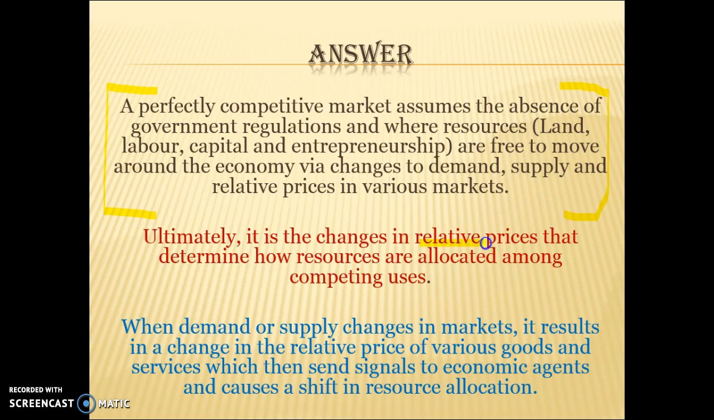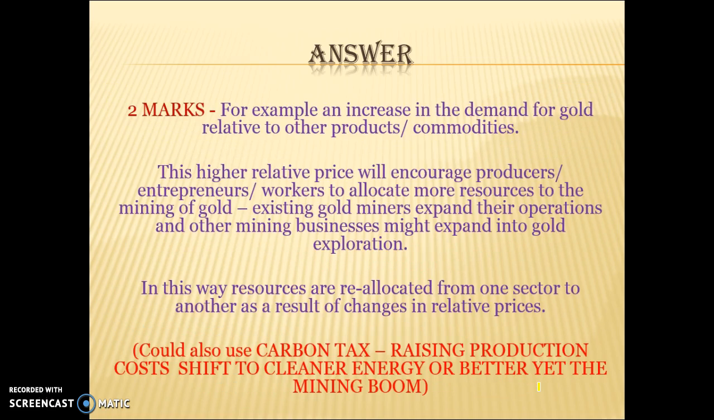In a competitive market, it's relative prices that determine what is produced amongst competing uses. And then in an example, when demand or supply changes, it results in a change in relative prices. That acts as a price signal to economic agents as to where to allocate their resources. Don't talk too much about consumers. We're talking about the behavior of producers here, so you don't really need to be talking about the motivations of consumers. Then provide an example.